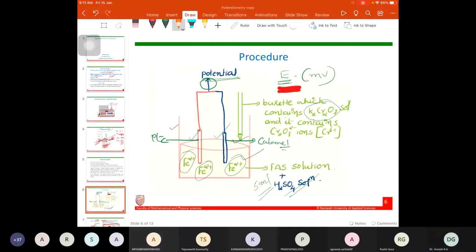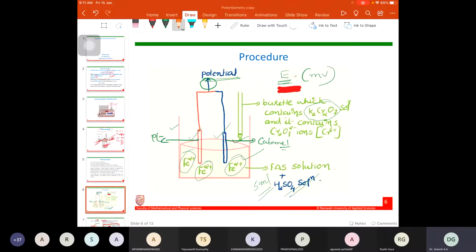Into that beaker, which contains 25 ml of ferrous ammonium sulfate solution, we have to put the electrodes. Both the calomel and the platinum electrode we have to dip. And we have to measure the potential generated between those electrodes, and note it down. Now, to this solution, we have to add potassium dichromate solution through the burette.